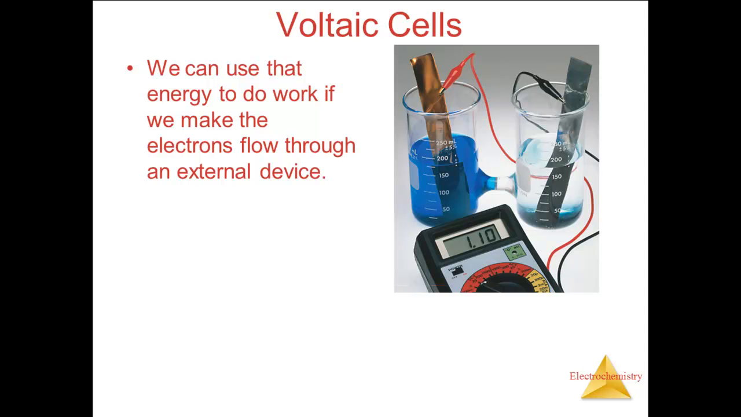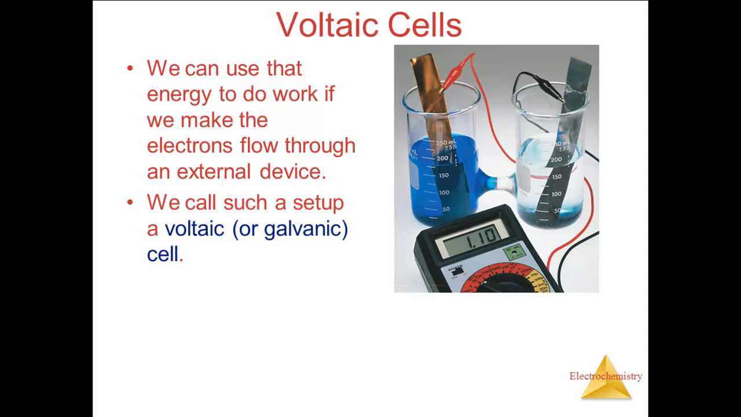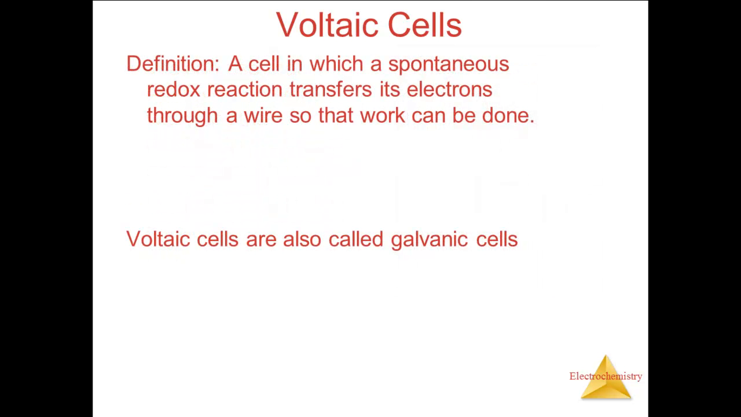Because the reaction is spontaneous, we can get the reaction to do work if we can force the transfer of electrons to occur through an external circuit and device. The key is that these reactions are spontaneous. We call such a setup a voltaic or galvanic cell. A voltaic cell is a cell in which a spontaneous redox reaction transfers its electrons through a wire so that work can be done. A voltaic cell is also called a galvanic cell.